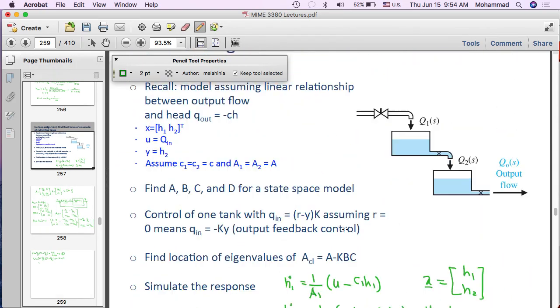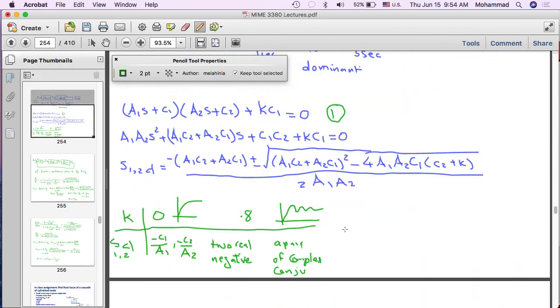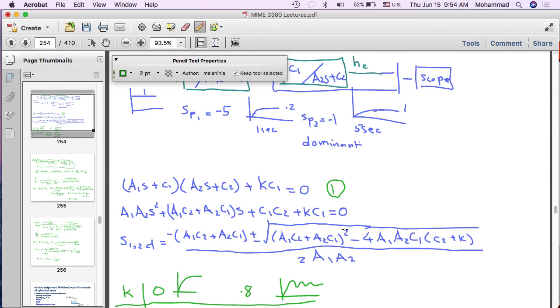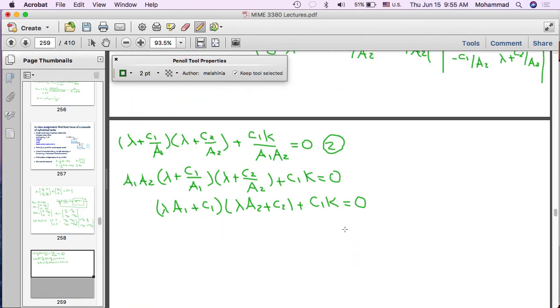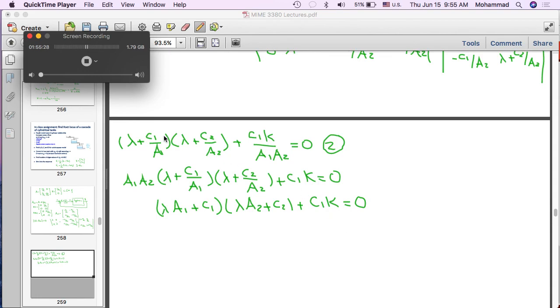Let's go back and compare it one more time to equation 1. Do you see any similarity? They're identical equations, except that in one the variable is s, and in the other it is lambda. So the poles of the transfer function from the previous calculation are exactly the same as the eigenvalues of the A closed loop from this calculation. So everything we said about the behavior of the system or the way the poles change is equally applicable to the eigenvalues of the closed loop system. Okay, I am going to stop here. Thank you.